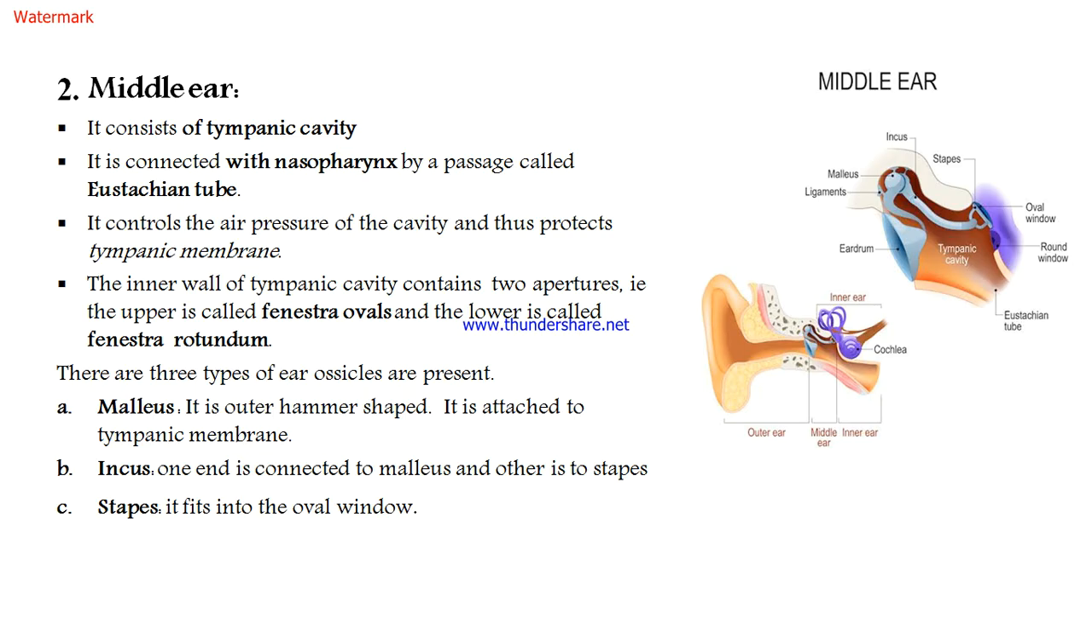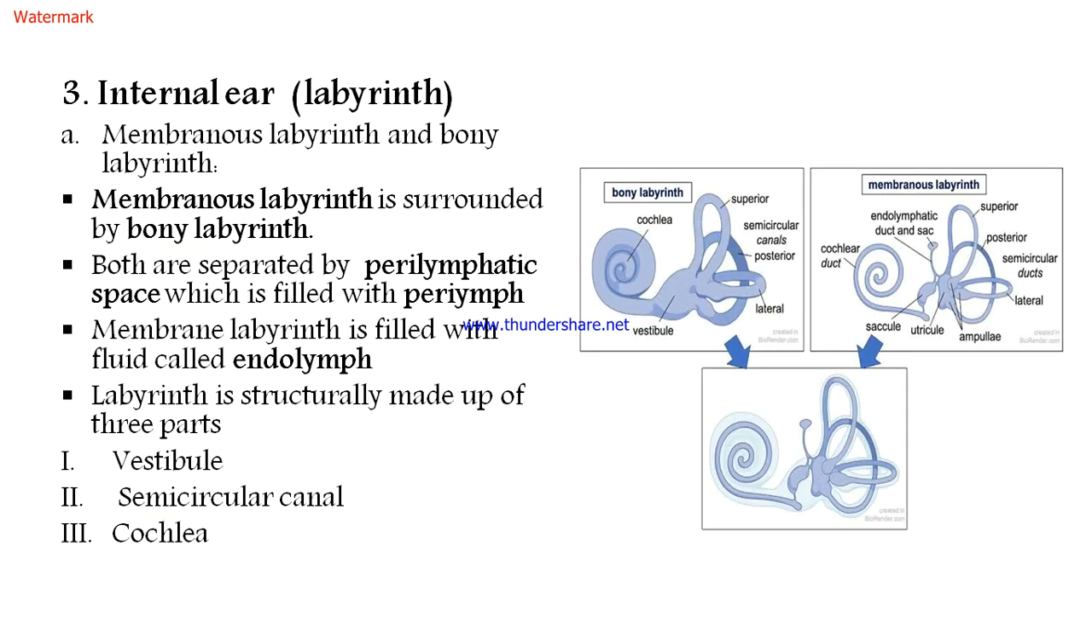That is the eardrum. Next, the second one is the incus. One end of the incus is connected to the malleus and the other end to the stapes, as seen in the diagram. Next, the third one is the stapes. The stapes fits into the oval window, or fenestra ovalis.